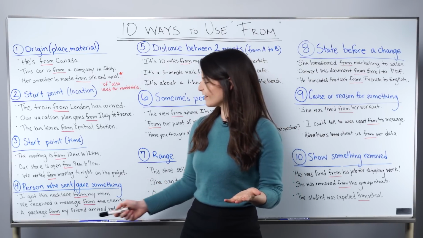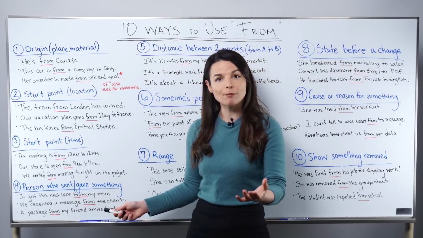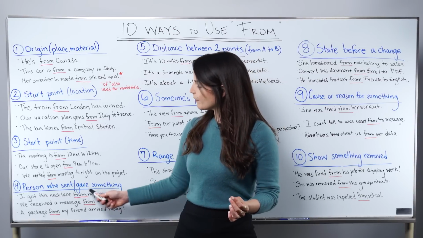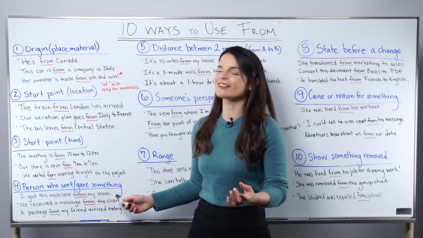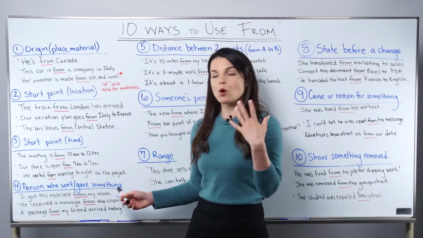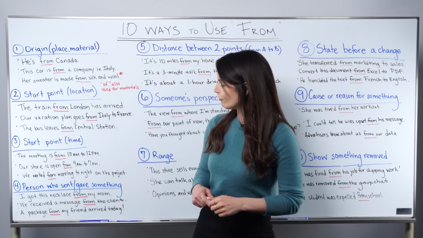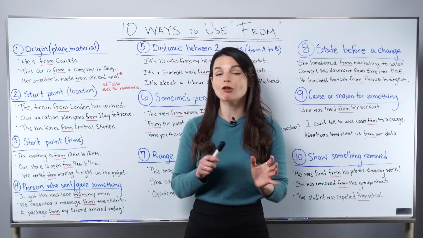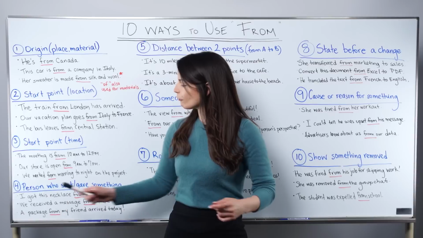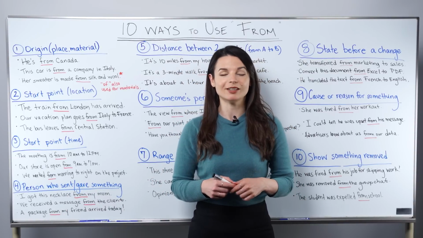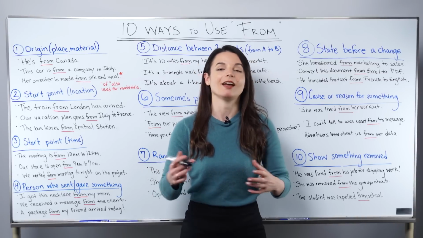The second example sentence, we received a message from the client. Again, from comes before the origin. So the person in this case, or the client in this case, is where that thing started. So where did it come from? From the client. Lastly, a package from my friend arrived today. So we're showing the sender, my friend, with from. We can use this when we're talking about giving gifts, when we're talking about sharing information, and so on.